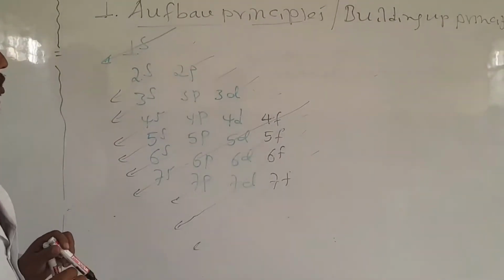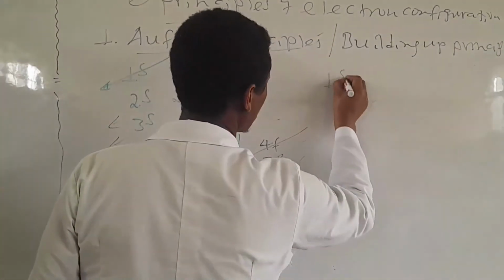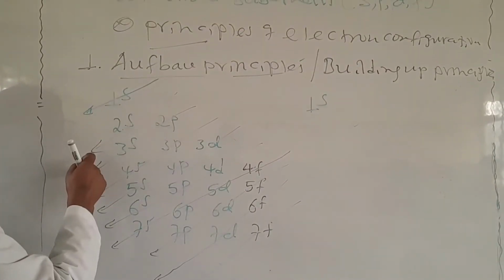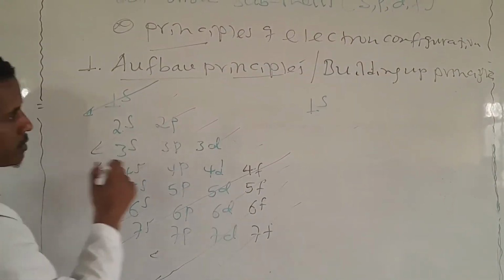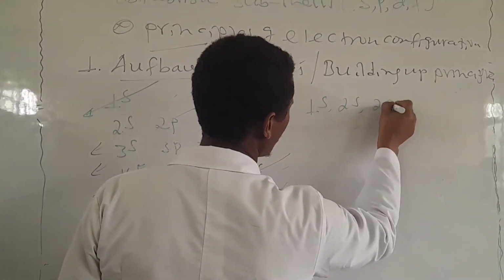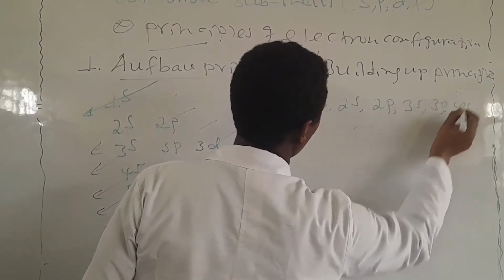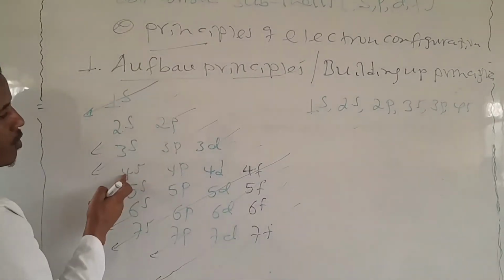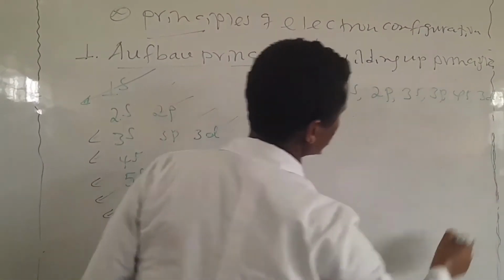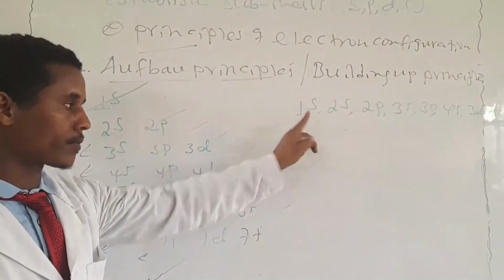How to arrange this filling of electrons? You can start from 1s, then 2s, 2p, 3s, 3p, 4s, then 3d. You can continue like this. This is what we call the order of filling electrons.